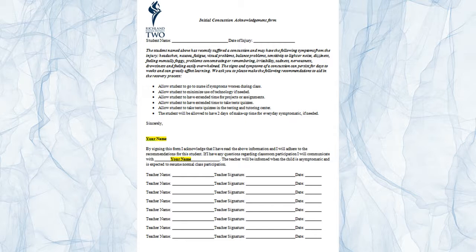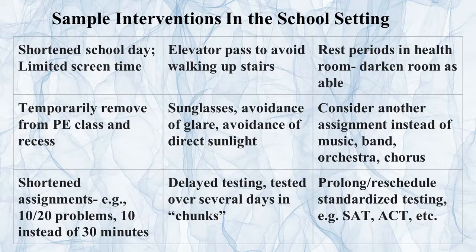Some other interventions we can put into place, I have blue screen filters that we can put over their electronic devices to help cut down on the blue light emission that can add to the concussion symptoms. So other interventions we might put into place are a shortened school day, limit their screen time, an elevator pass to avoid the exertion of walking up the steps. We may need to consider where they sit in the classroom. If direct sunlight comes in, avoiding the glare from screens, they may need sunglasses.